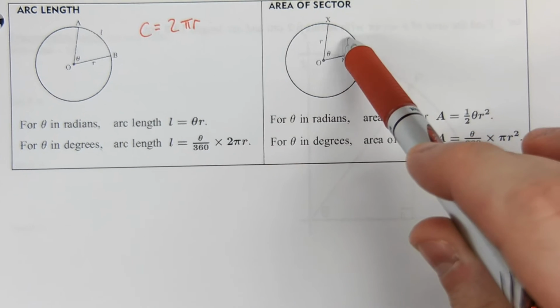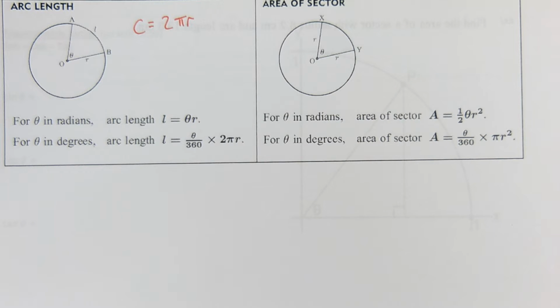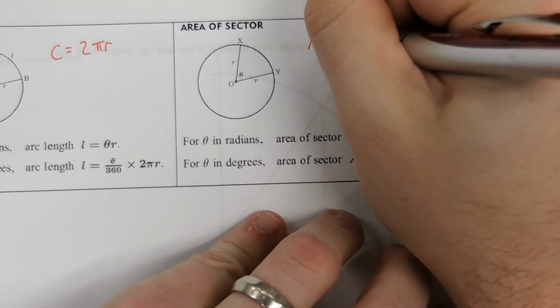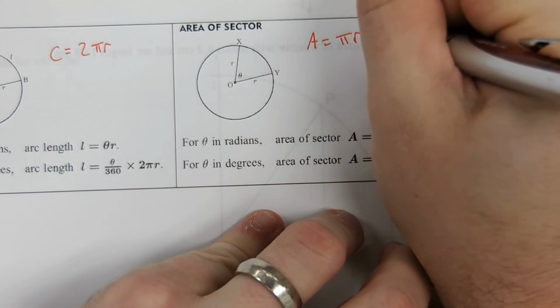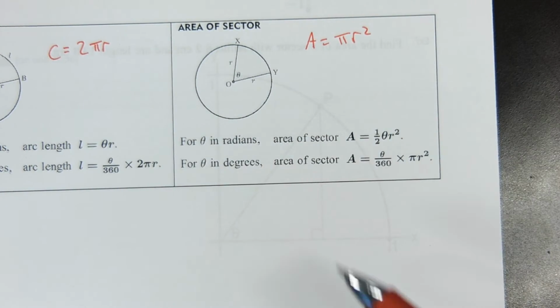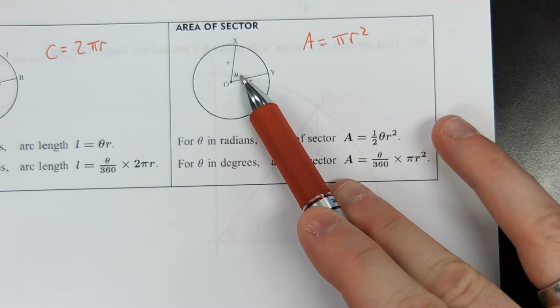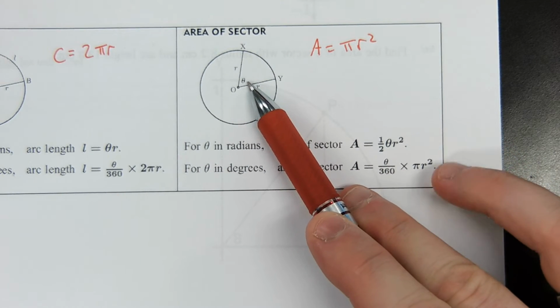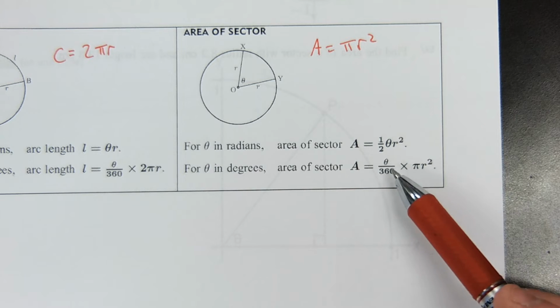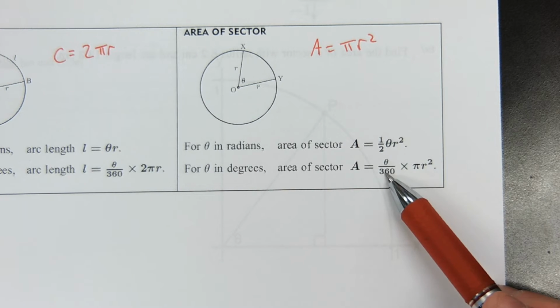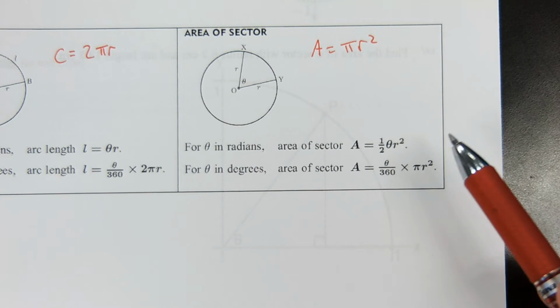Sector area, or the area of this pie slice, is found using the exact same logic. You would take the area of the circle, which is pi r squared, and you would literally divide it by whatever fraction of a circle this theta is. So if this theta, again, was 90 degrees, that would be 90 over 360, which is 1/4 of the area.